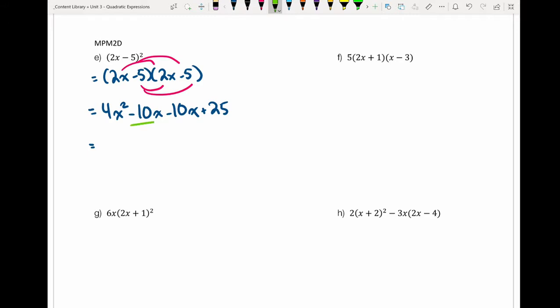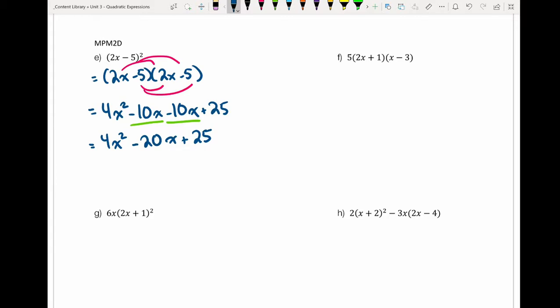I see I have some like terms, so I'm going to collect those. Minus 20x and plus 25. Good. And that is expanded and then simplified. F is a little different. You can do it in a couple different ways. Because when you're multiplying numbers, order doesn't matter.